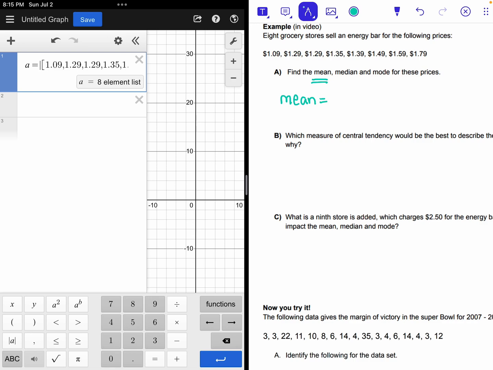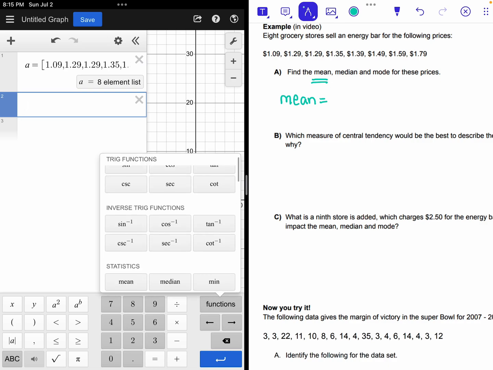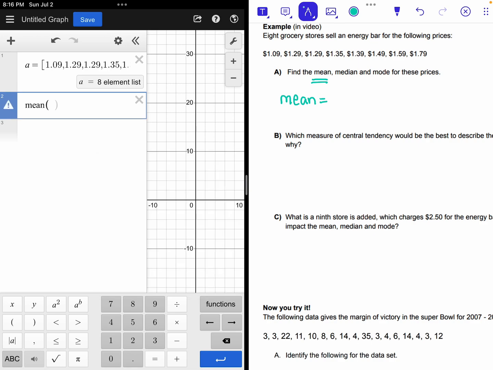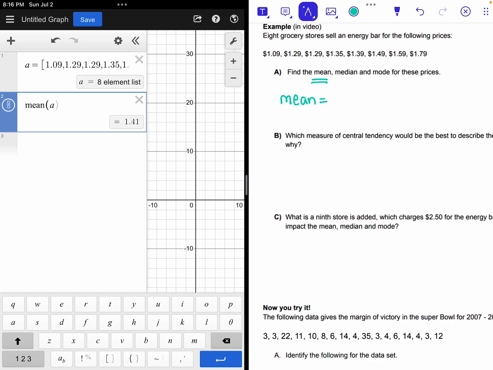So if I want to find the mean of my 8-point data set, I could add up all 8 numbers and divide by 8. Or in my Desmos graphing calculator, I could type the word mean or go under functions. And notice right under statistics, the very first one is mean. And then if I type in the letter of my data set list, out pops my mean value of $1.41 for the cost of that energy bar.